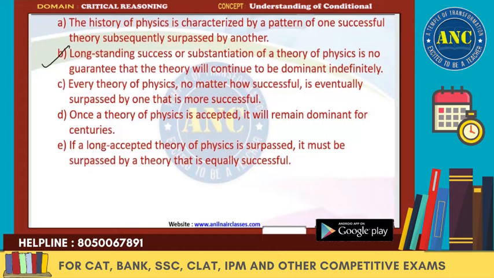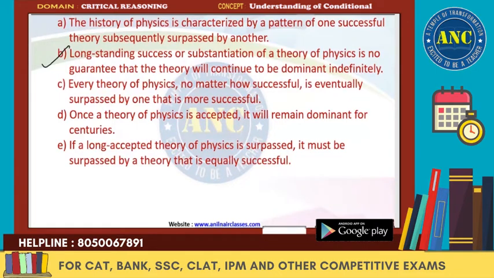Option D. Once a theory of physics is accepted, it will remain dominant for centuries. Again, this option goes too far. Although some theories of physics have been dominant for centuries, there is no guarantee that every theory will be dominant for that long.